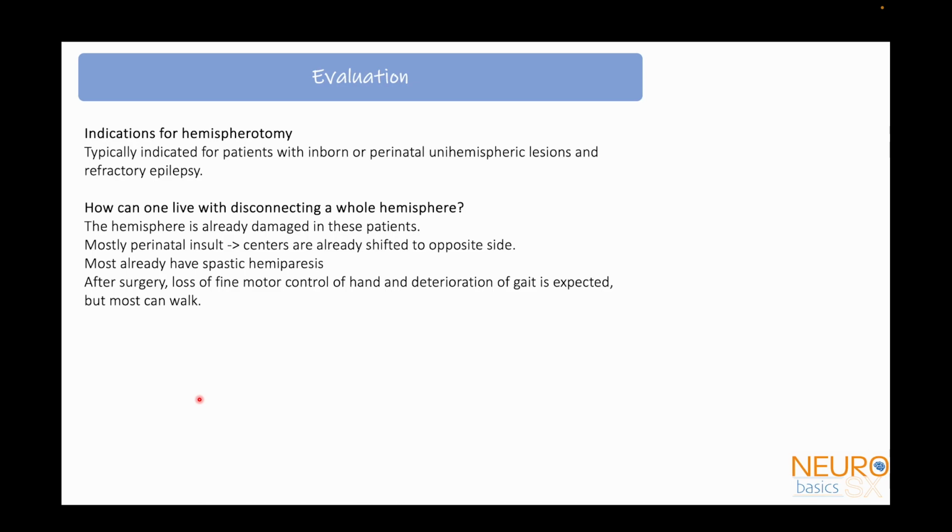A lot of these patients already will have spastic hemiparesis of the opposite limbs. So usually what happens after surgery is, because of the disconnection, there is some loss of fine motor control of the hand and a little bit of deterioration of gait, but usually patients within 2 or 3 months will be able to walk.